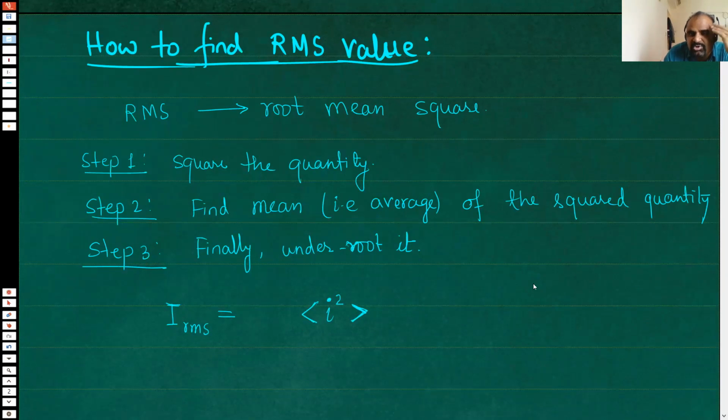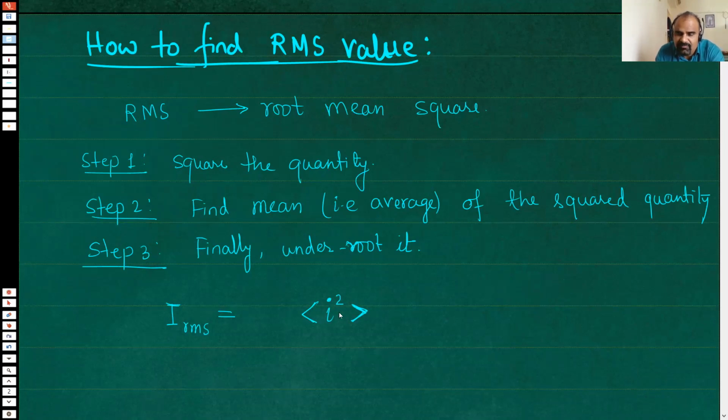This symbol means average. So in my classroom, suppose there are 60 students and I want to find average height. So how will I say? I can say find height average, or I can simply say find height with this symbol. This means average. I think yesterday only I talked about it.